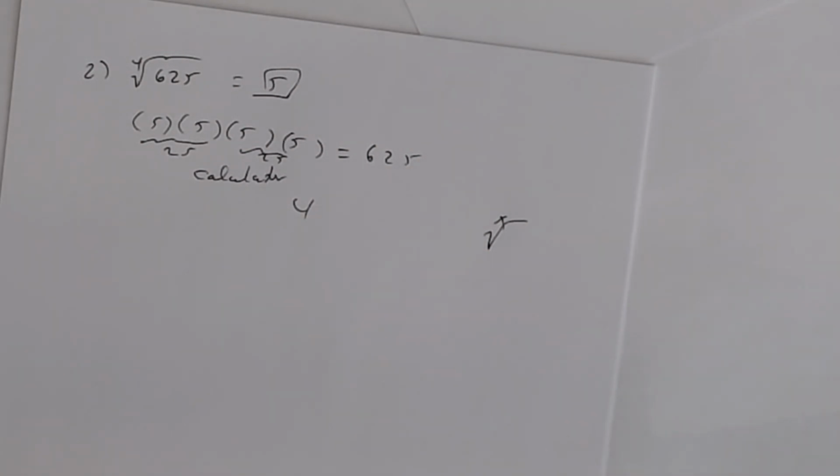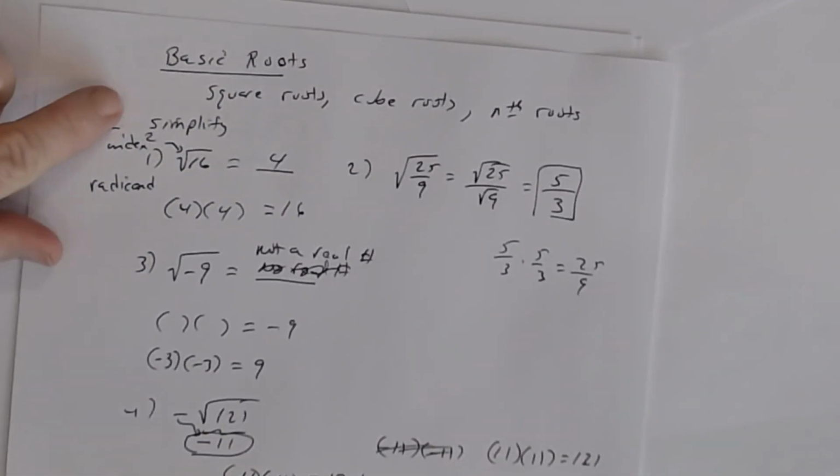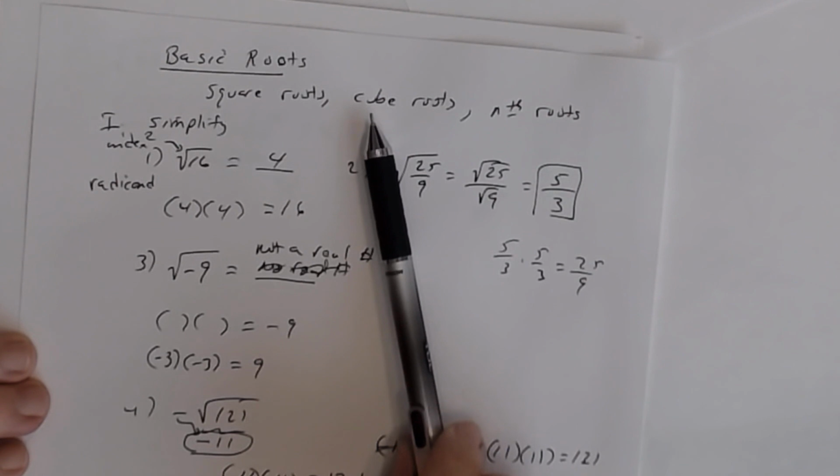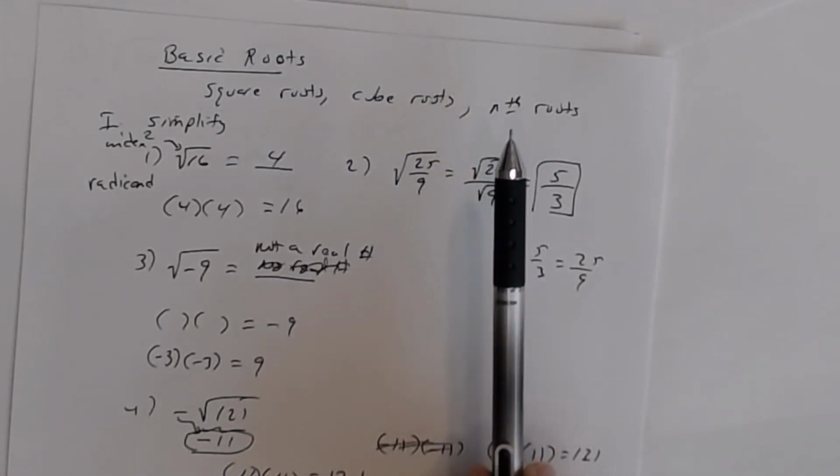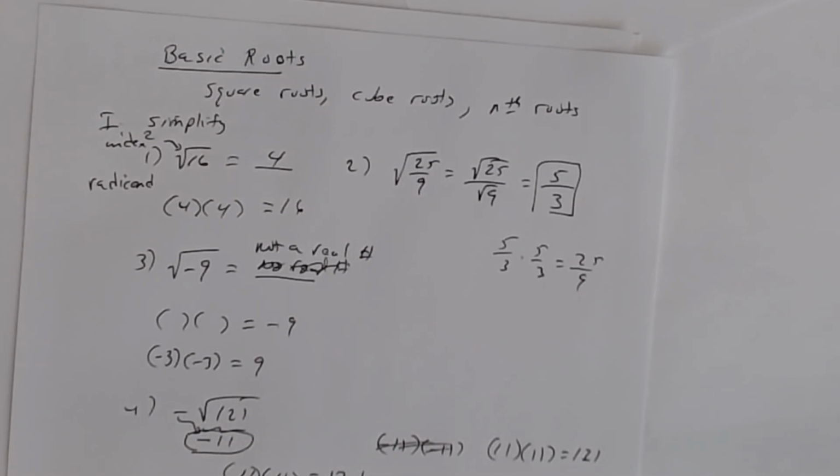So what we did so far was we discussed some basic ideas about square roots, some basic ideas about cube roots and nth roots, like fourth roots, fifth roots, and so on. Okay? So what we're going to do now, I'm going to go ahead and end this part.